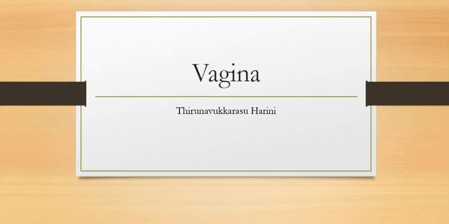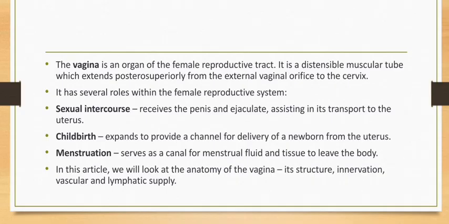Today we're going to see about the vagina. The vagina is an organ of the female reproductive tract. It is a distensible muscular tube which extends posterosuperiorly from the external vaginal orifice to the cervix. It has several roles within the female reproductive system.